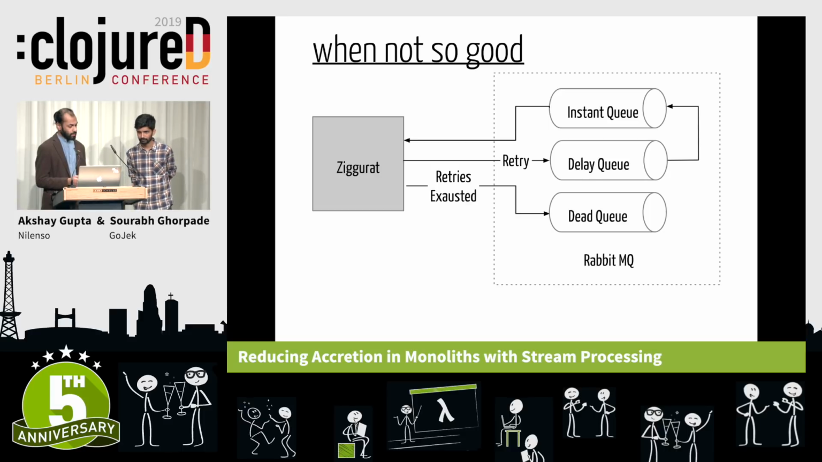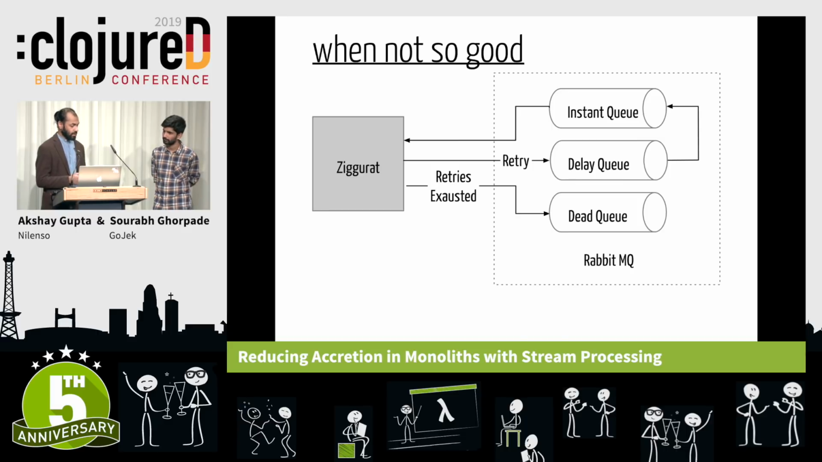The retry mechanism works simply like this: if there is a retry received by Ziggurat, it'll push it to a delay queue. All of this is configurable. You can configure the delay queue to be backing off exponentially or linearly, however you want it. It'll take that message, put it in the delay queue, and after a certain amount of time, it'll put it back into the instant queue and give it back to the actor function to process the message.